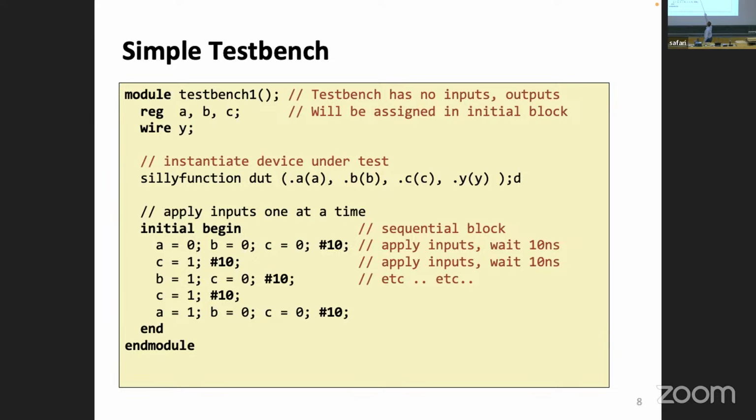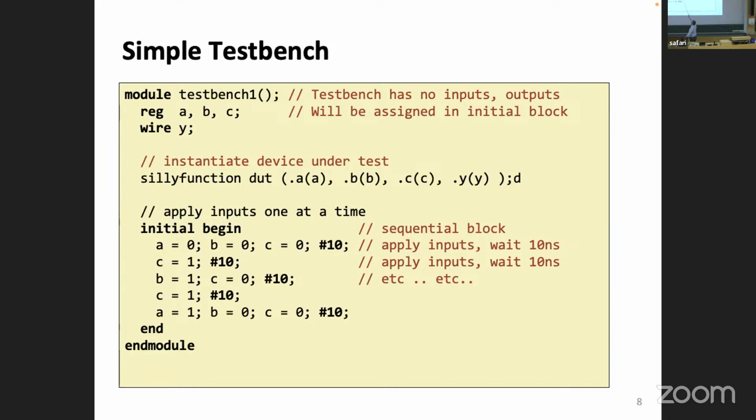First of all, the module test bench, it's called test bench 1. It's like any other module because we are writing in Verilog. But it doesn't have any inputs. It doesn't have any outputs. A test bench is self-contained. It's a virtual environment that is the cloud around your circuit.